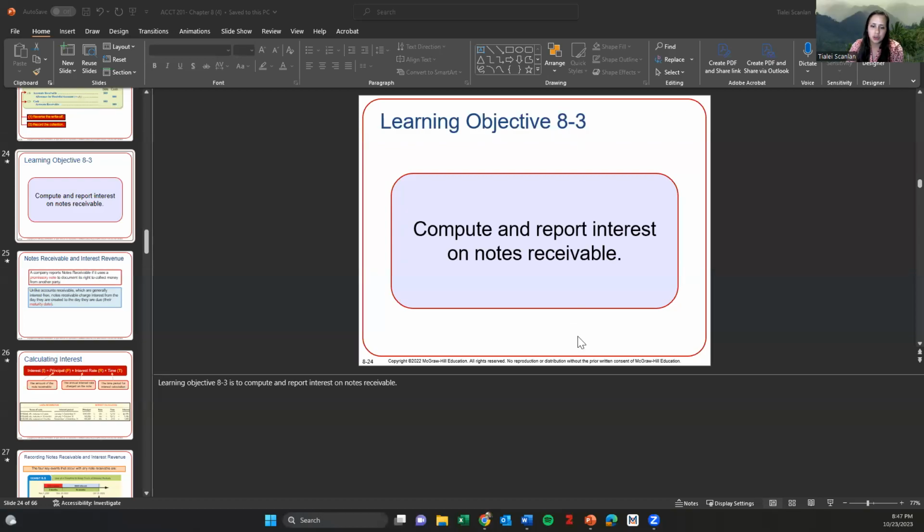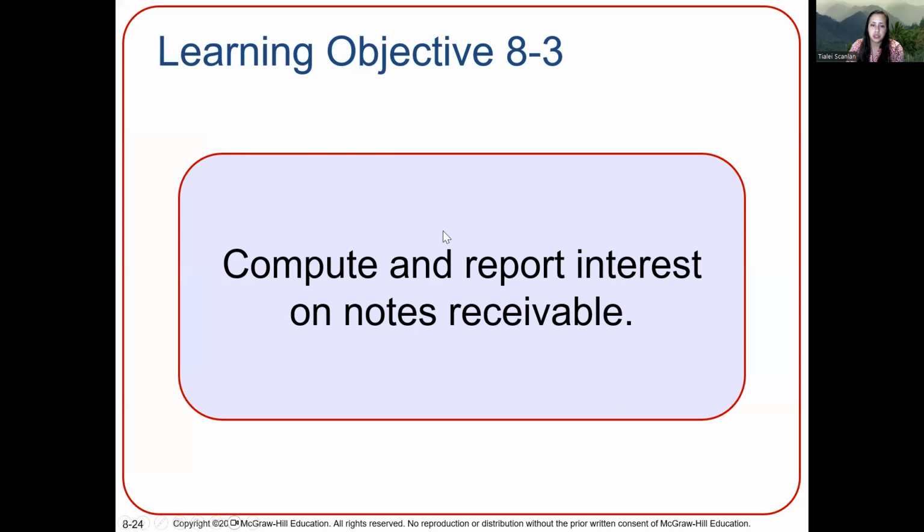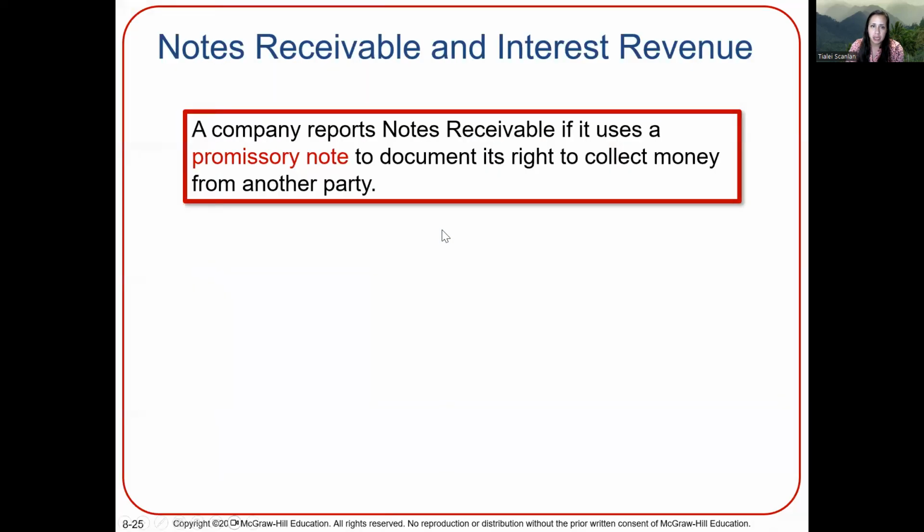Aloha class, this is a video for in-class assignment number 18, and we are moving into learning objective 8-3, compute and report interest on notes receivable. A company reports notes receivable if it uses a promissory note to document the rights to collect money from another party. So instead of a notes payable, which we have done in a previous class, we're going to be lending money and having other people sign a promissory note.